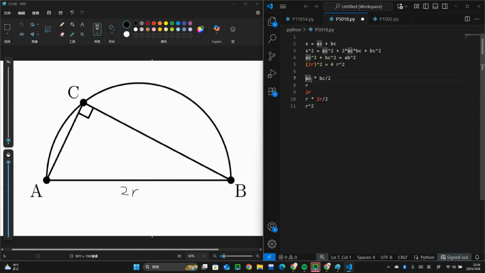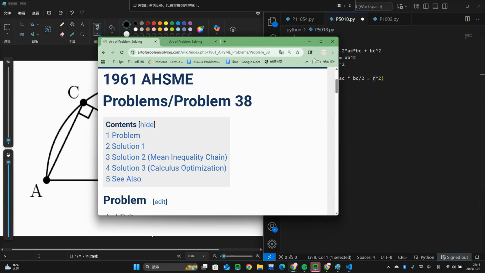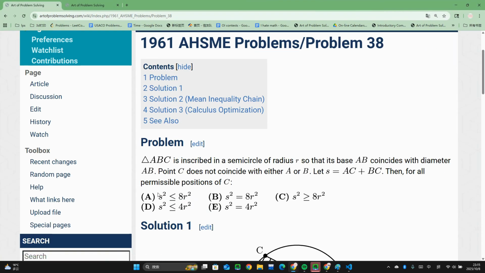And since we know 2 AC BC is equal to 4 times the area, which is equal to R squared, the maximum value of 2 AC BC is just 4R squared. And knowing that, we know the answer. We know that the maximum value can be at most 8R squared, and it can be smaller than that when C is not at the top and the altitude is less than R. So the answer is A. S squared is less than or equal to 8R squared.